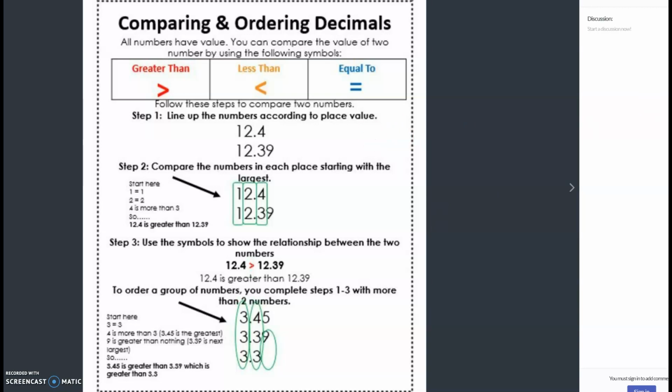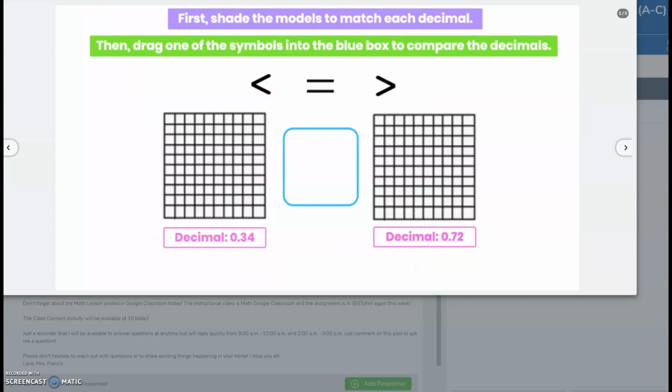You are going to actually be completing your assignment in Seesaw. So I'm going to pop over and show you that assignment. So in Seesaw, you are going to be shading the decimals like you did last week. Okay, so I would shade in 34 hundredths. So I'm going to shade in 34 little squares. And then I'm going to shade in 72 little squares because that's 72 hundredths. And then I'm going to drag the symbol that would fit this. Okay, so is 34 hundredths less than, equal to, or greater than 72 hundredths?